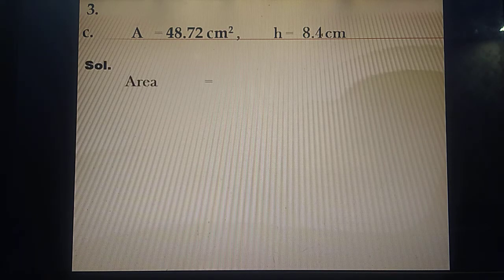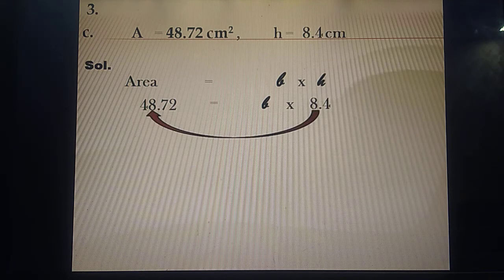Next, we will solve C. Here, area of parallelogram and height is given to you. Again, area of parallelogram means base into height. Area means 48.72 here. Base is not given to you. Height is 8.4. To find out base, shift 8.4 to the other side. Base will be 48.72 upon 8.4. Divide them. Yes, the answer will be 5.8 centimeter.